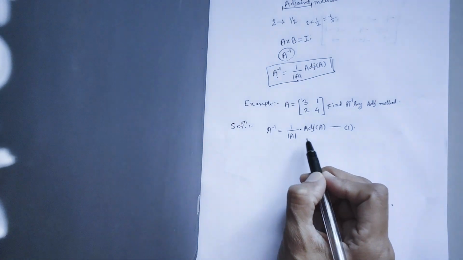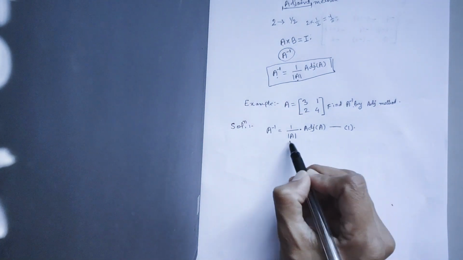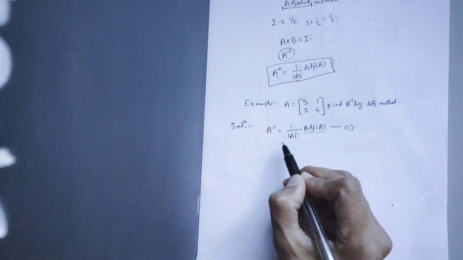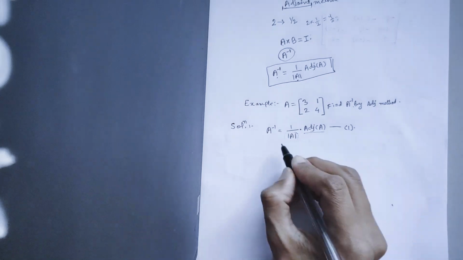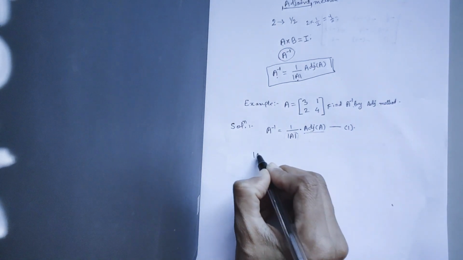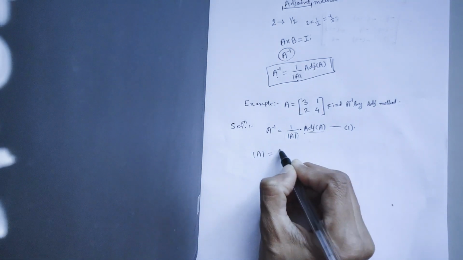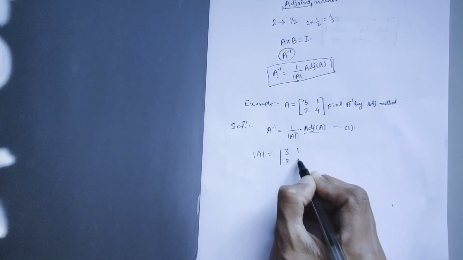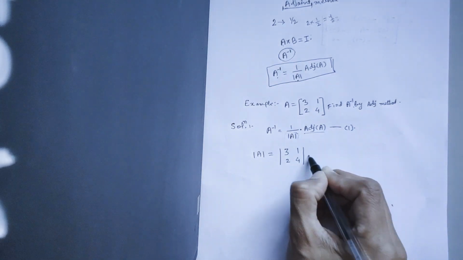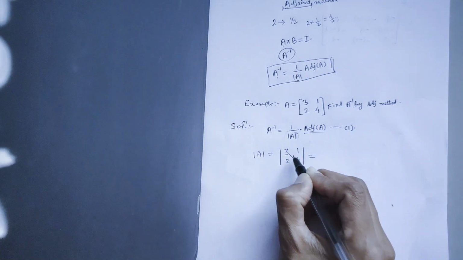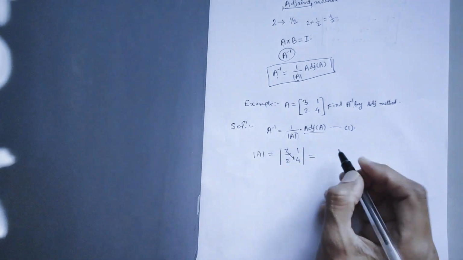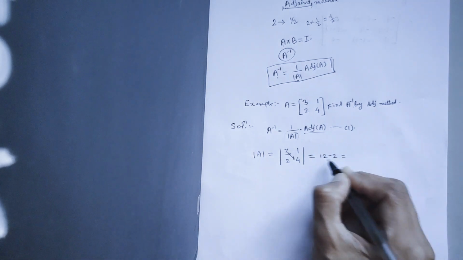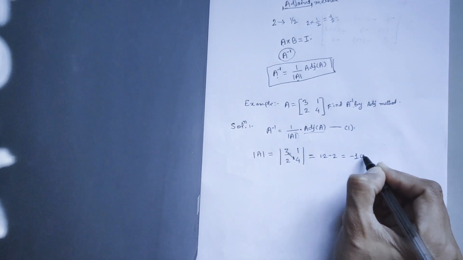Now from this, two unknowns are here. One is determinant of A and second is adjoint of A. So one by one we need to find it. So determinant of A I am just finding. Just replace the matrix with determinant and you will find determinant of [3 1; 2 4], which is equal to, just cross multiply and subtract, 3 into 4 is 12 minus 2, which is equal to 10.